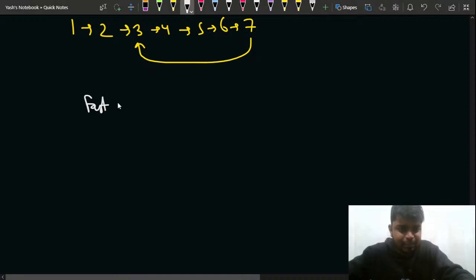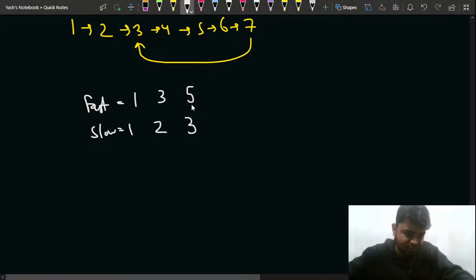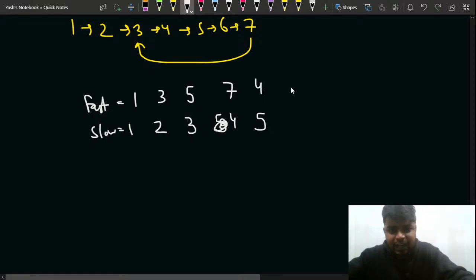So initially I'll say that my fast is pointing to 1 and my slow is also pointing to 1. So my slow moves by 1, so it moves to 2, and my fast moves to 3. After that my slow moves to 3, and my fast moves by 2, so it moves to 5. After that my slow moves to 4, and my fast moves to 7 because it is taking jumps of 2. After that my slow moves to 5. Where does my fast move to? My fast moves to 4, right? After that my slow moves to 6, and my fast also moves to 6, right?